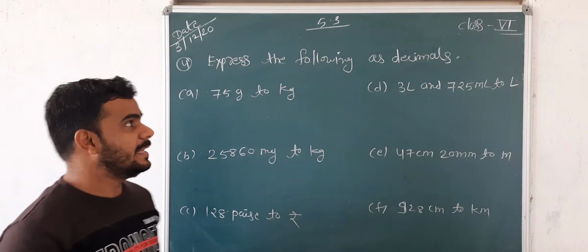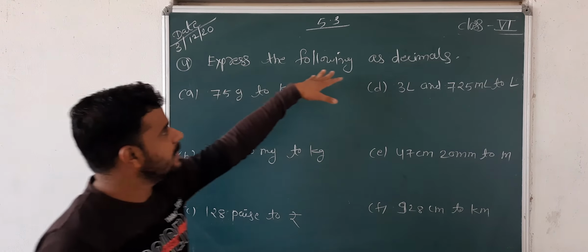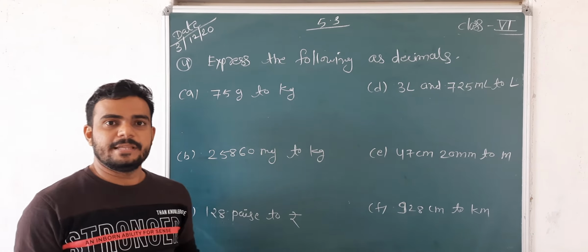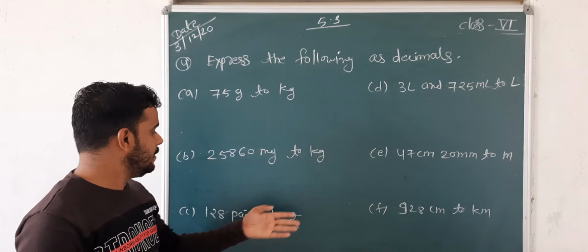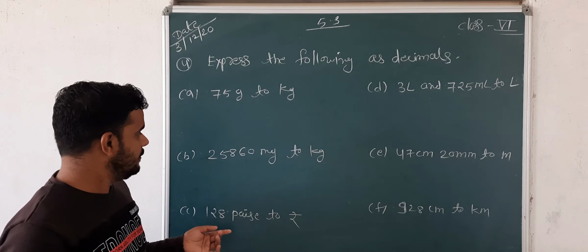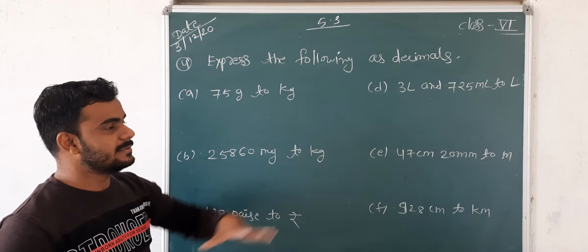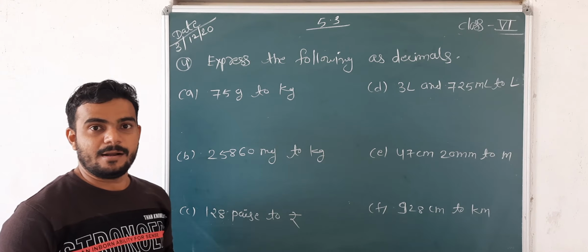Okay student, so the next fourth one, express the following as the decimal. Two of the numbers given here I have not written, so F, G and H are your homework. Okay, so first understand how to solve the first question.